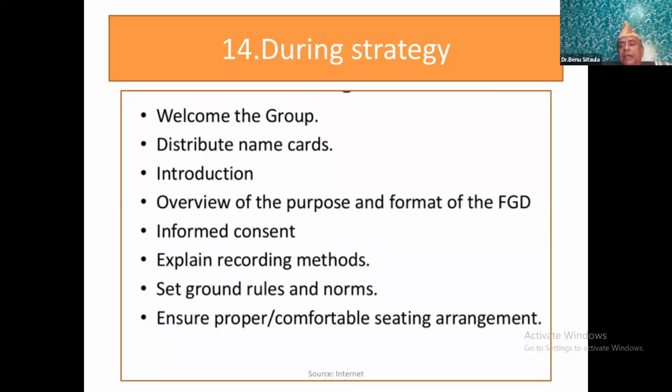Similarly, during the discussion, the researchers must have some strategies. These strategies include, first of all, the researcher has to welcome the groups, welcome the participants, welcome the respondents, and distribute the name cards he has already made in the pre-strategies. Then he has to give an introduction. First, he introduces himself among the participants, and his purpose should be expressed over there. Then one by one, all the participants also introduce themselves.